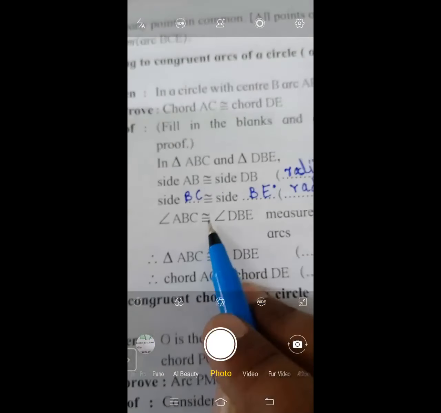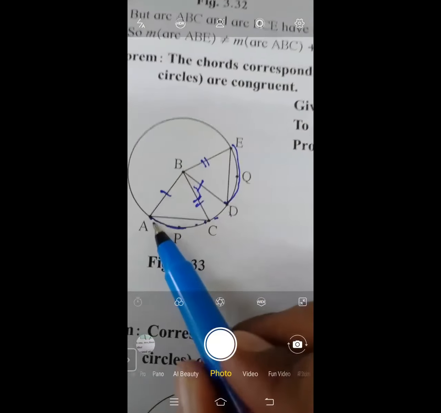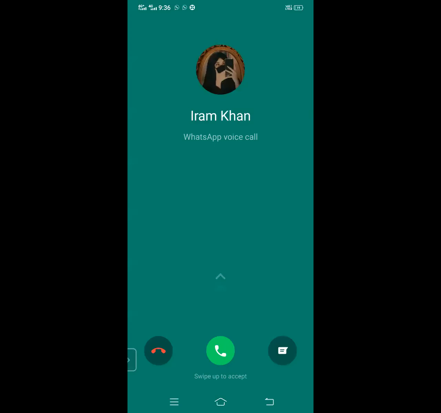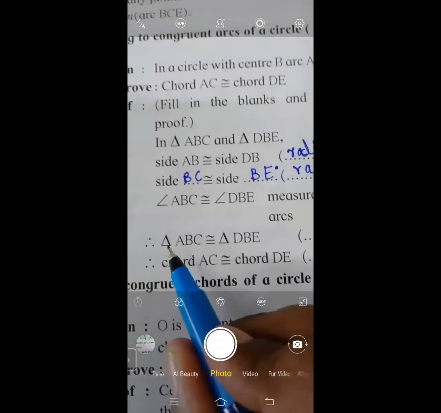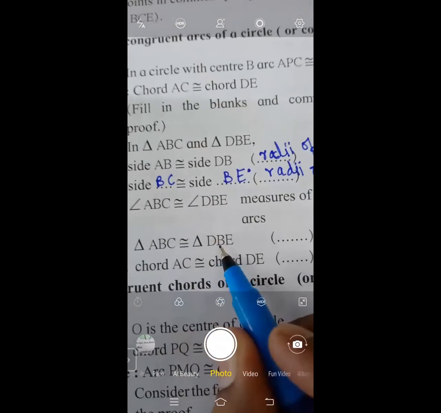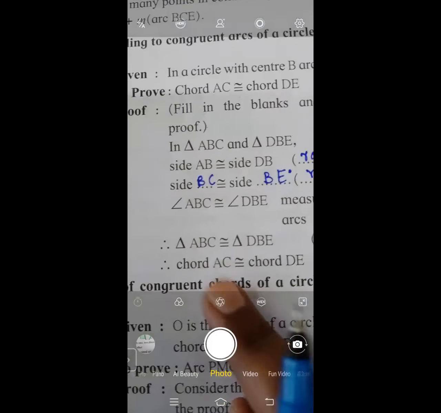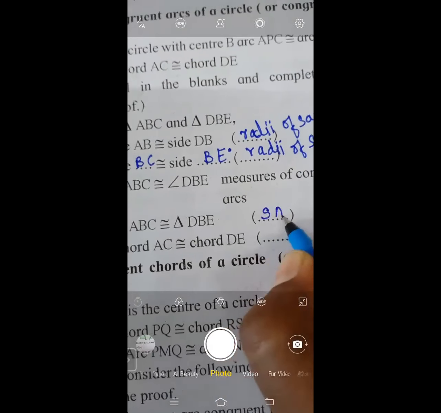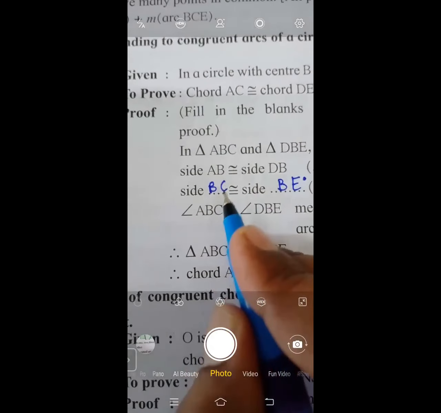Angle ABC is congruent to angle DBE, measures of congruent arcs. As it is given that these arcs are congruent, their central angles will also be congruent. Therefore, triangle ABC is congruent to triangle DBE. These two triangles are congruent by which test of congruence? SAS test: side, angle and side. We have got two sides and then the angle.